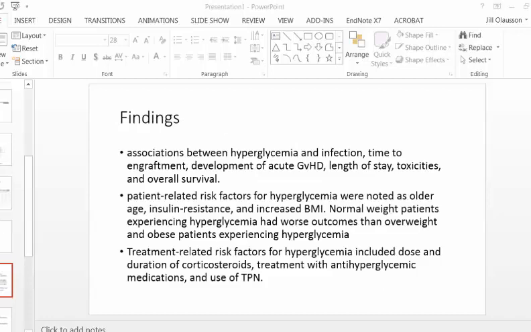Next, you can include a slide about major findings. In mine, I had findings that there were some associations between hyperglycemia, infection, time to engraftment, development of acute graft versus host disease, length of stay, toxicities, and overall survival. I also found there were patient-related risk factors for hyperglycemia, such as older age, insulin resistance, increased BMI. An interesting finding was that normal weight patients who were experiencing hyperglycemia had worse outcomes than overweight and obese patients. And then there were also treatment-related risk factors for hyperglycemia, and these were the dose and duration of steroids, any treatment with anti-hyperglycemic medications, and the use of TPN.